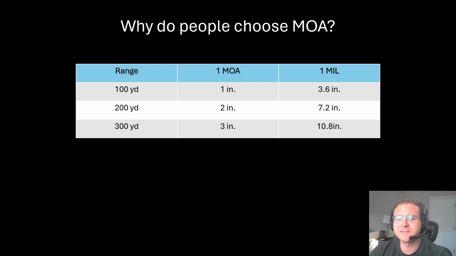Now, you probably see mils presented alongside minutes of angle on the same chart, showing that 1 mil is 3.6 inches at 100 yards, 7.2 inches at 200 yards, 10.8 inches at 300 yards, and so on. While there is a pattern to the mils, it's definitely not as easy to remember and easy to work with when it's presented this way. So people who like yards and inches gravitate towards the minutes of angle. And this chart also prompts the question, why choose mils? Because when you look at it, it seems like minutes of angle would be the obvious choice.